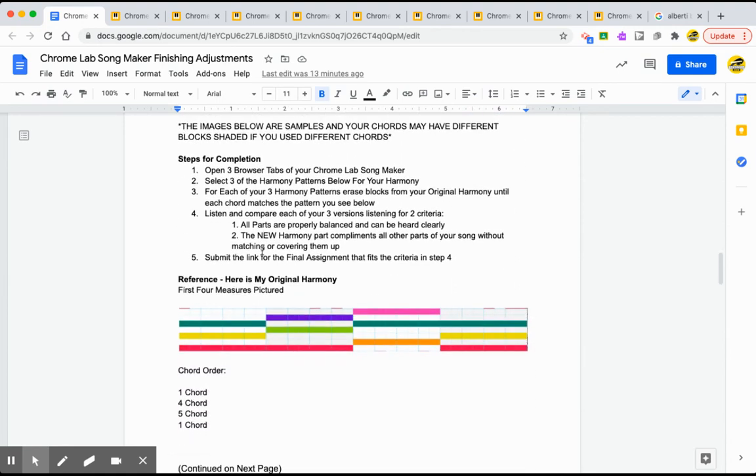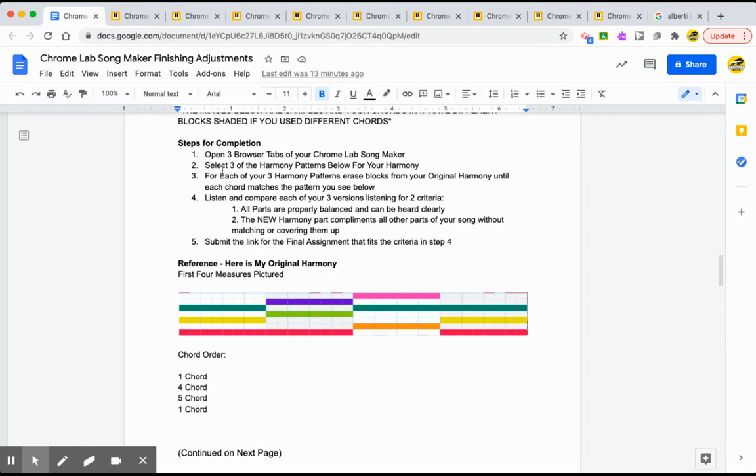Now, steps for this. You're going to open your 3 browser tabs like we talked about. You're going to select 3 of the patterns from the list below. And then for each of your 3 patterns, you're going to erase the blocks in your original harmony until each chord matches the pattern that you see below. Again, the notes will be different, perhaps, than my examples, but the pattern should be what's consistent.